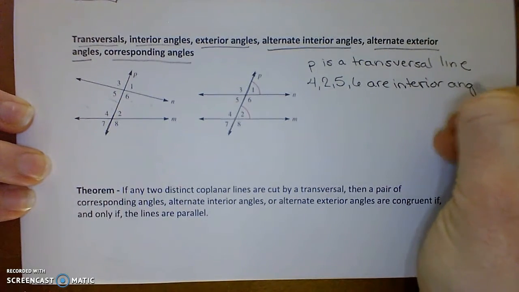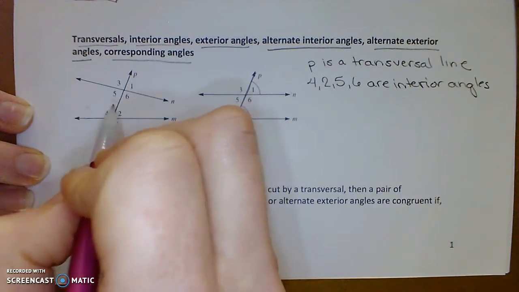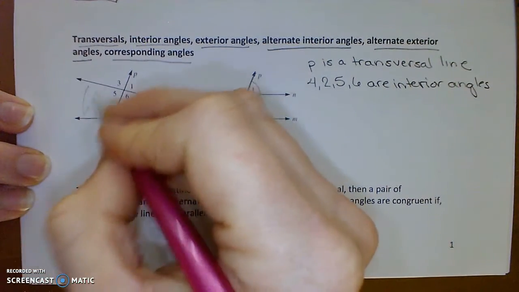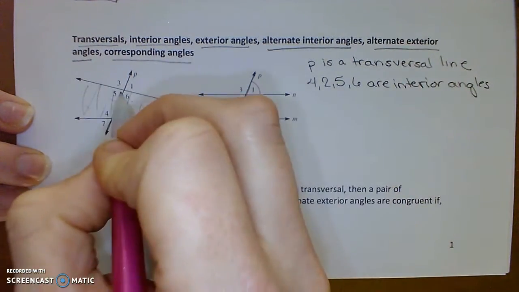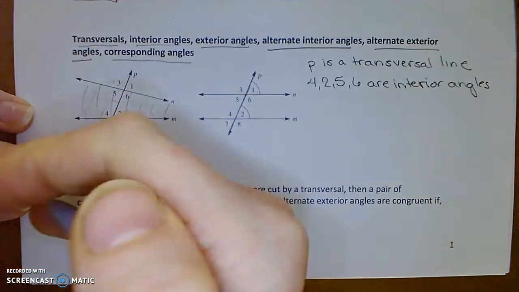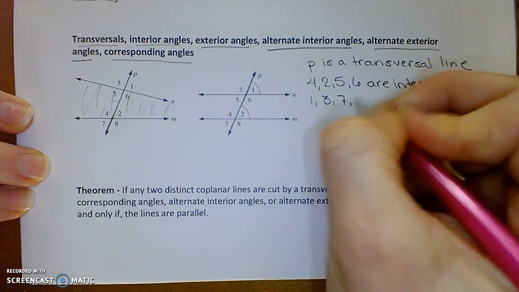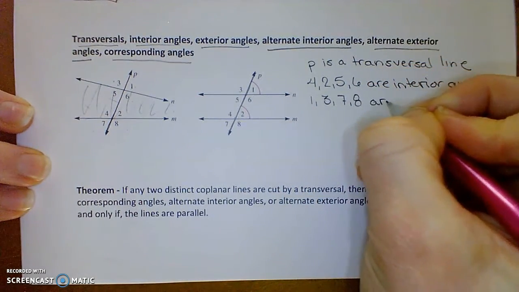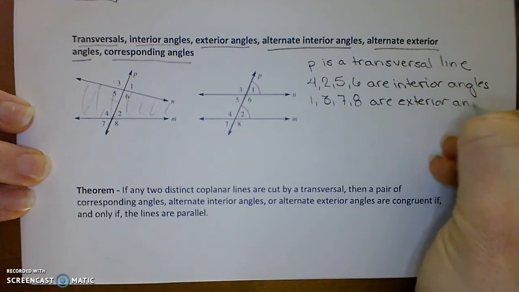Okay, similarly, the angles that are on the outside of that space in between the two lines are called the exterior angles. So it looks like here 1, 3, 7, and 8 are all on the outside of that space. So 1, 3, 7, and 8 are exterior angles.